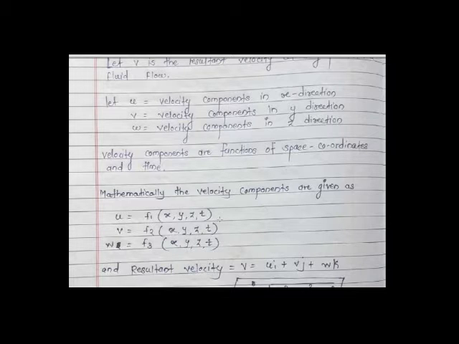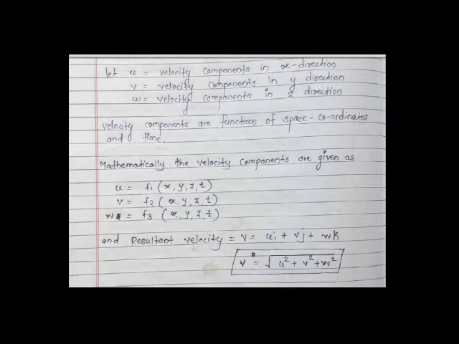Then the resultant velocity, that is capital V, means the velocity vector, is equal to ui plus vj plus wk. The formula for this is V is equal to the square root of u square plus v square plus w square. With the help of this we can identify the components of the velocity. So this is the formula for the resultant velocity.